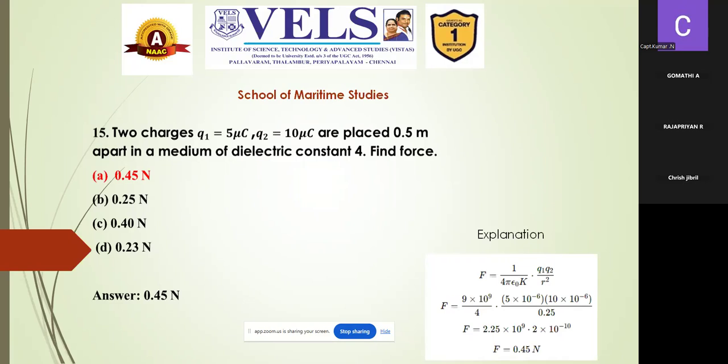What is the formula for this? Force F is equal to 1 by 4 pi epsilon naught Q1 Q2 by R square. So F is equal to, what is the value of 1 by 4 pi epsilon naught? 9 into 10 power 9 into 5 into 10 power minus 6. Then Q2 value 10 into 10 power minus 6 divided by K. Dielectric constant value is 4. So the final result is F is equal to 0.45 Newton.